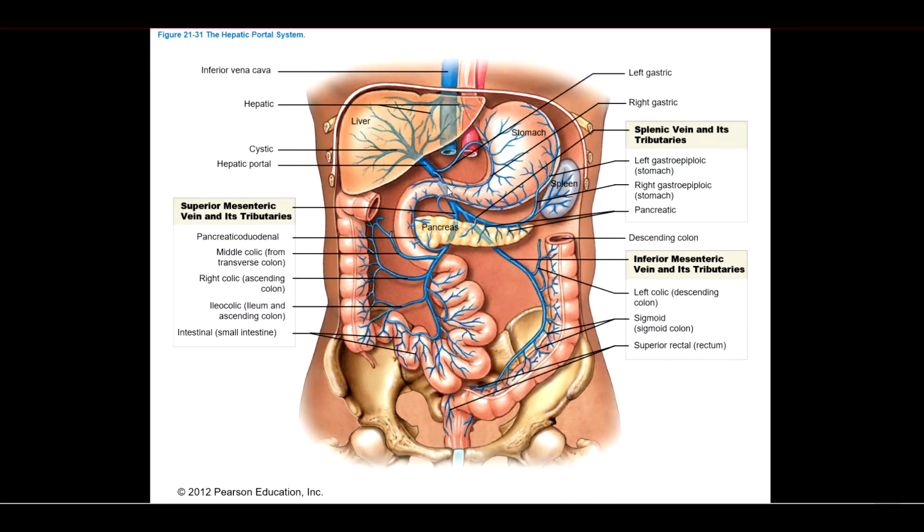This is the one that I want you to know. This big vein takes all that blood, and look where it's bringing it to, the liver. This is known as the hepatic portal vein.